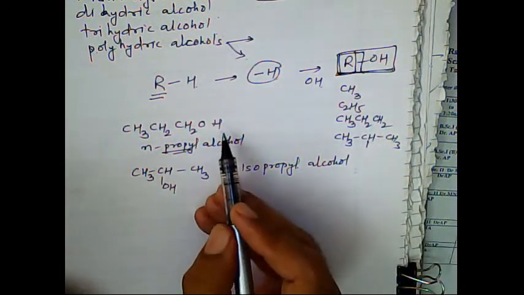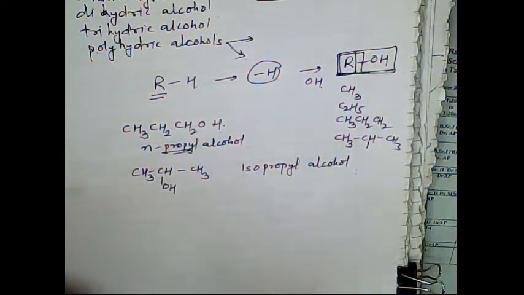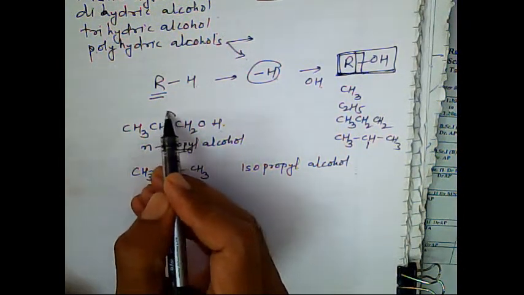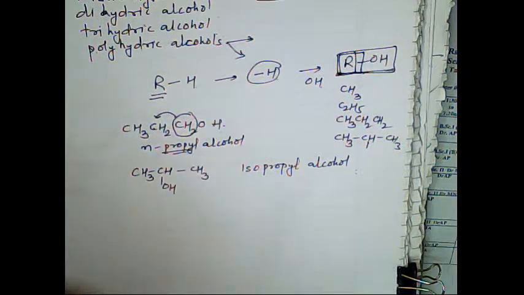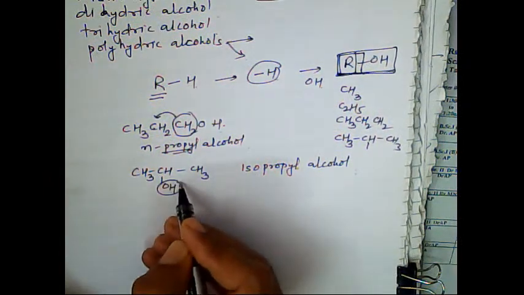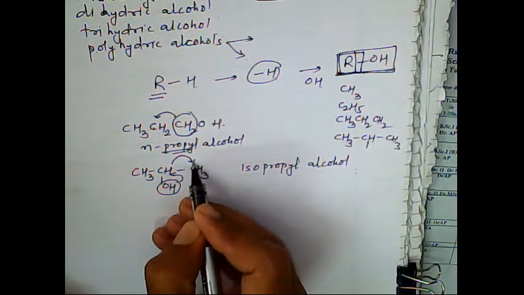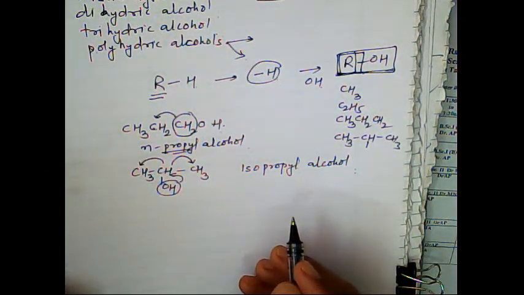In the first case, the OH group is attached to the carbon CH2, to which only one carbon is attached directly. On the other hand, in the second, the OH group is present on CH, and this CH has one CH3 on this side and another CH3 on the other side, meaning two carbons are attached.